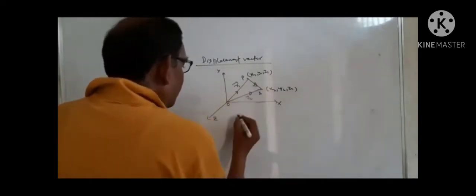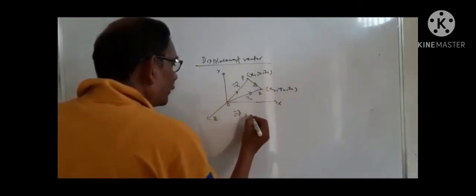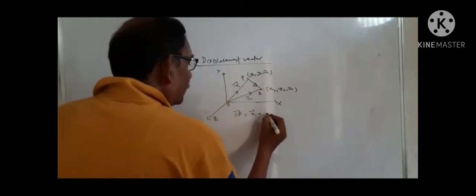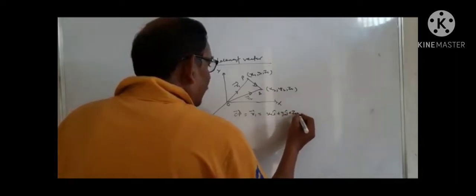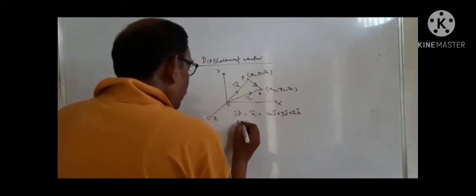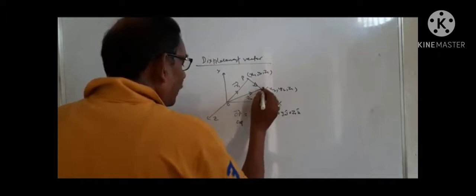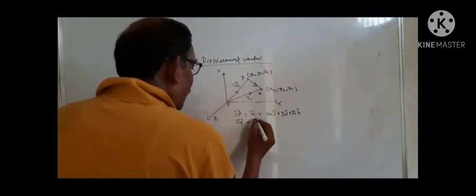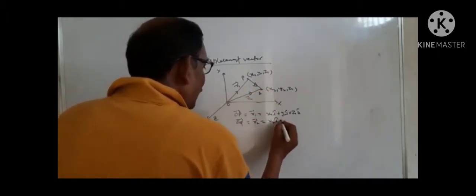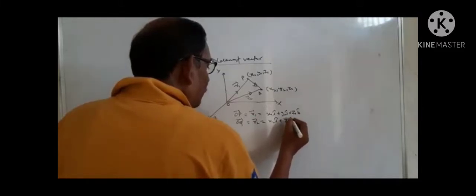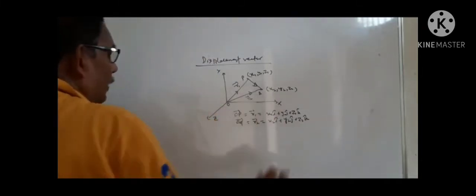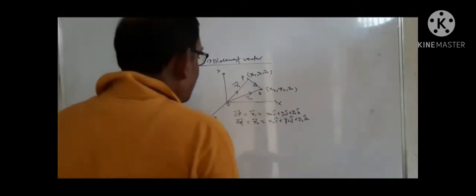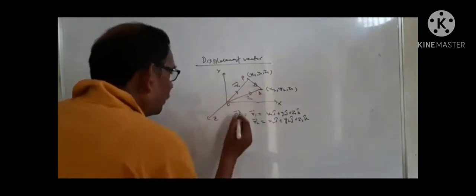So first find your position vector, OP. This is your r1, equal to x1 i cap, y1 j cap, z1 k cap. Now OQ, the particle is here now. This is your r2, x2 i cap, y2 j cap, z2 k cap. It is your position vector. Now, calculate displacement. It means P to Q.